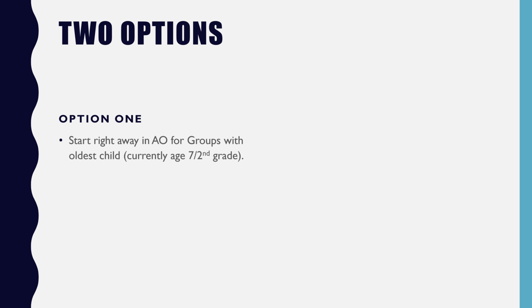The strongest one just being that since AO for groups is what mom is going to be teaching to the younger children, it gives mom a chance to actually practice what she's going to be doing, right? Instead of doing one thing and then having to rework her plans and do another thing. So option 2 then would be put the oldest child into an individual AO year, right?